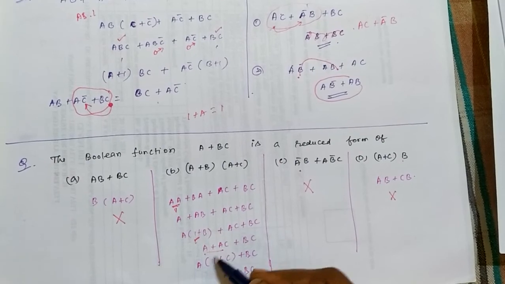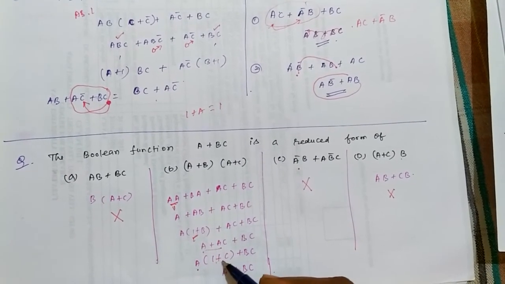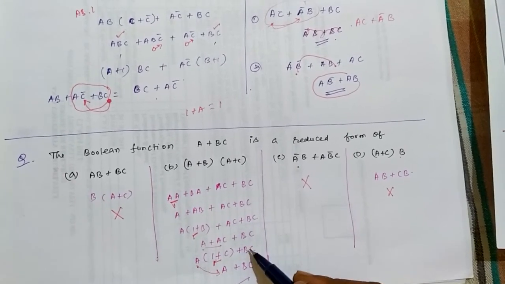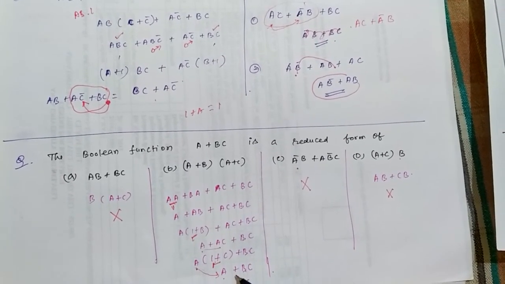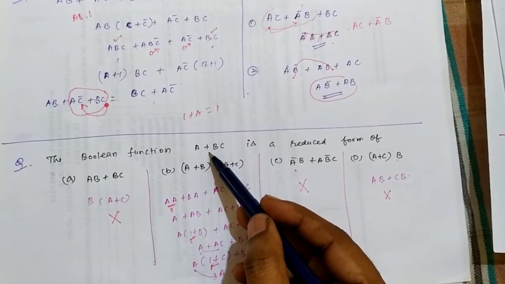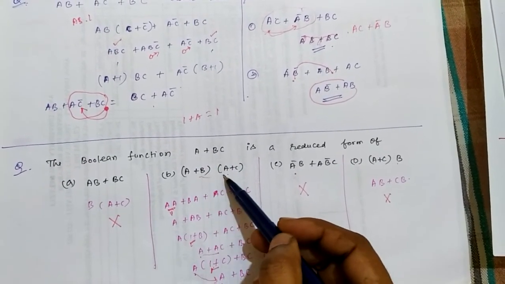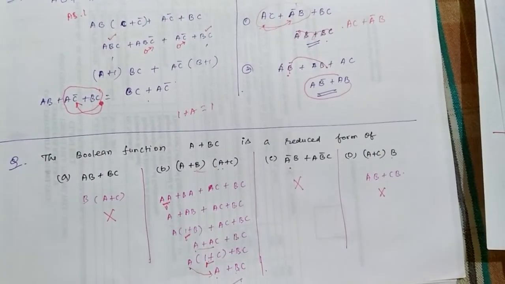Now in this term you take A outside, so this is 1 plus C, this is also 1, so remaining we have A. This BC is as it is, so A plus BC is the given problem. So that can be reduced like this. So this is the answer.